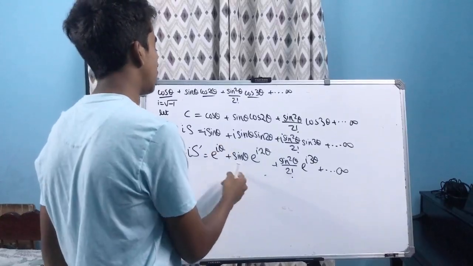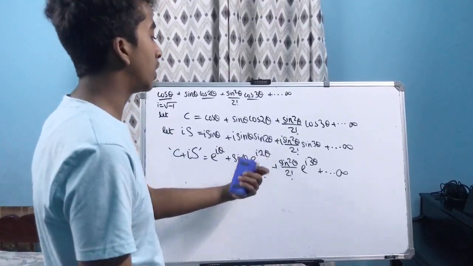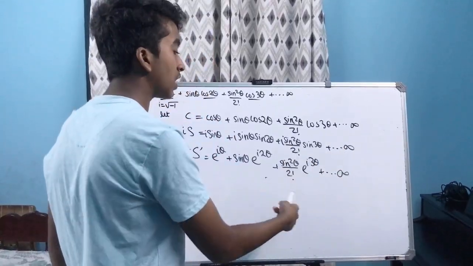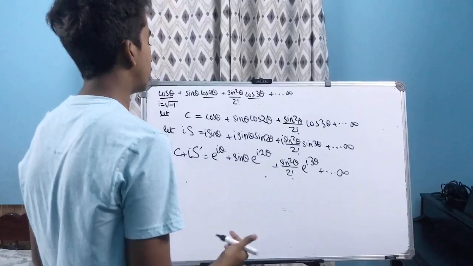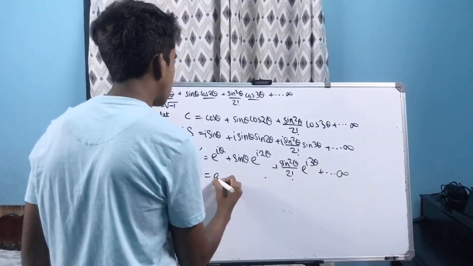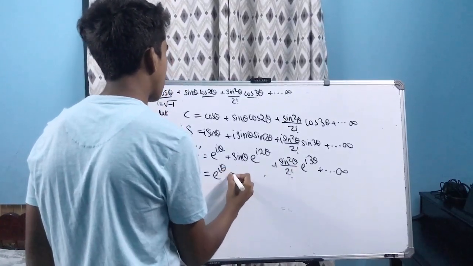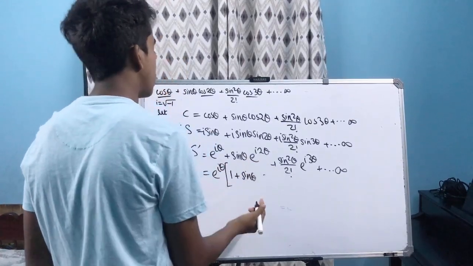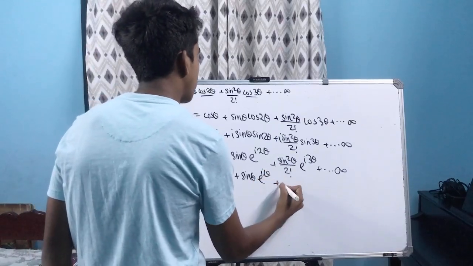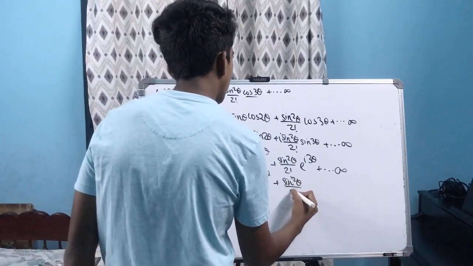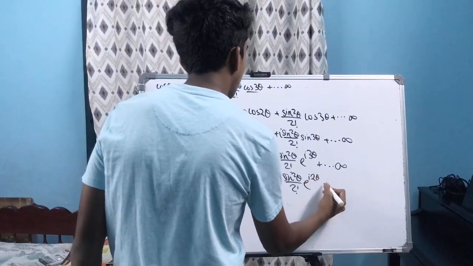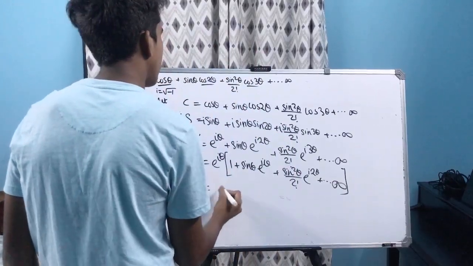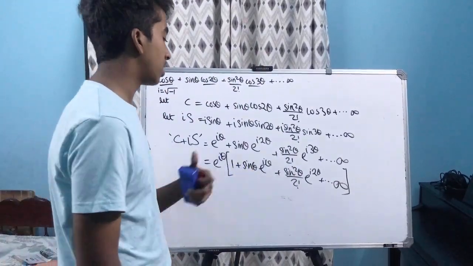Here there's e raised to i theta plus sin theta e raised to i 2 theta, then sin squared theta by 2 factorial. So next here will be sin cube theta by 3 factorial times e raised to i 4 theta. Here we notice there's a common factor in all these, that's e raised to i theta. Let's factorize that out. We get e raised to i theta plus sin theta by 2 factorial e raised to i 2 theta plus so and so, till infinity. Now we have a very interesting pattern here.